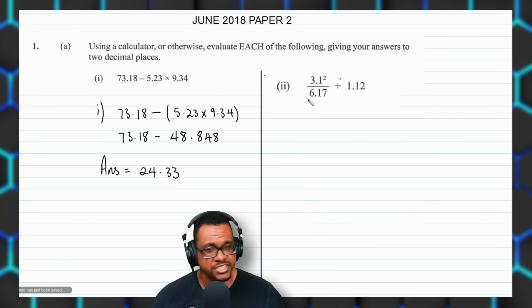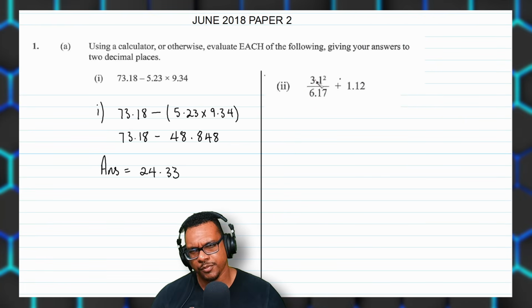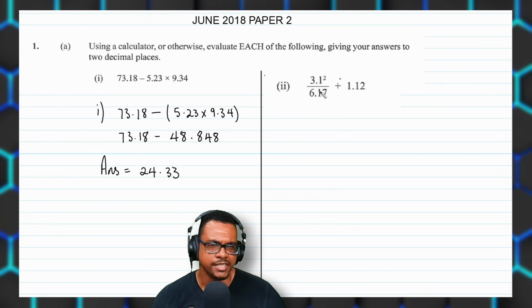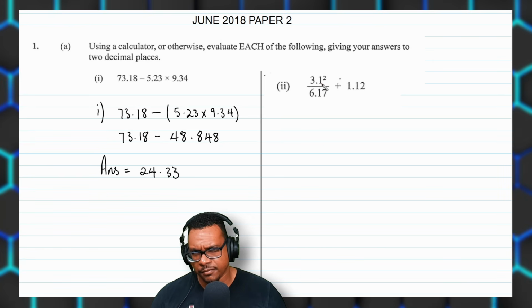So here we have part 2, which is another BODMAS question. You understand that when we have something over something, we need to work out the numerator first, and if there's something to work out in the denominator, we work that out, and then we divide them before we proceed. We have nothing to work out in the denominator, but we have this 3.1 squared. And you know with BODMAS, the B is for brackets, the O is for power of, and then you have multiplication, division, addition and subtraction. So basically, powers come first before the four operations.